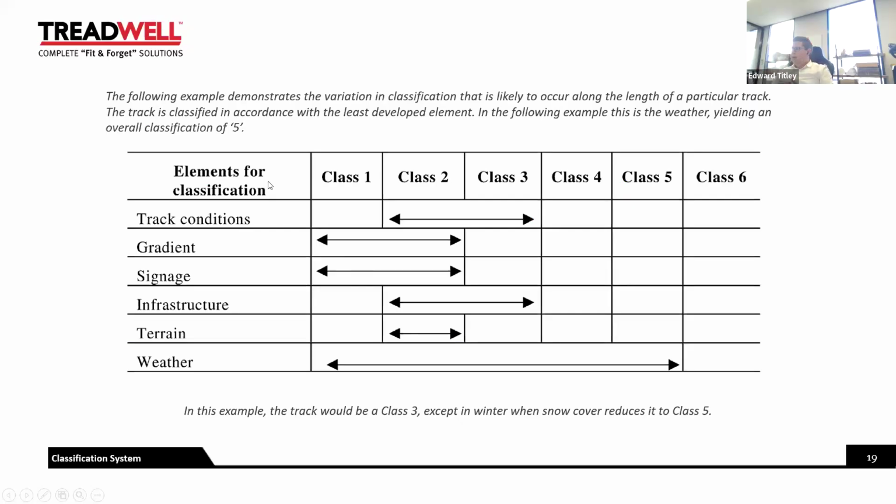This example here, this table here, designates a variation in classification that's likely to occur along the length of a particular track. And as we saw earlier, it's possible for a track to have more than one classification.